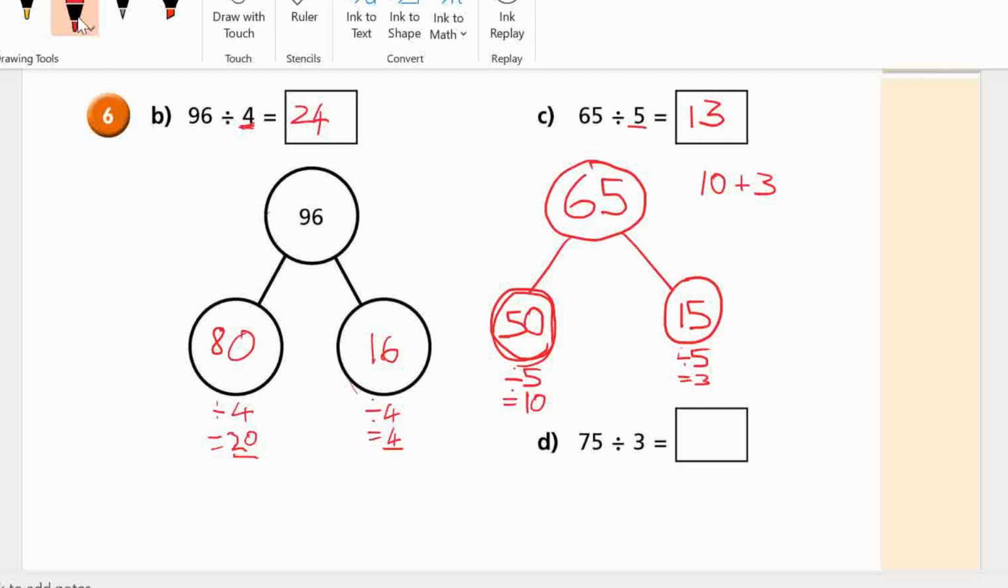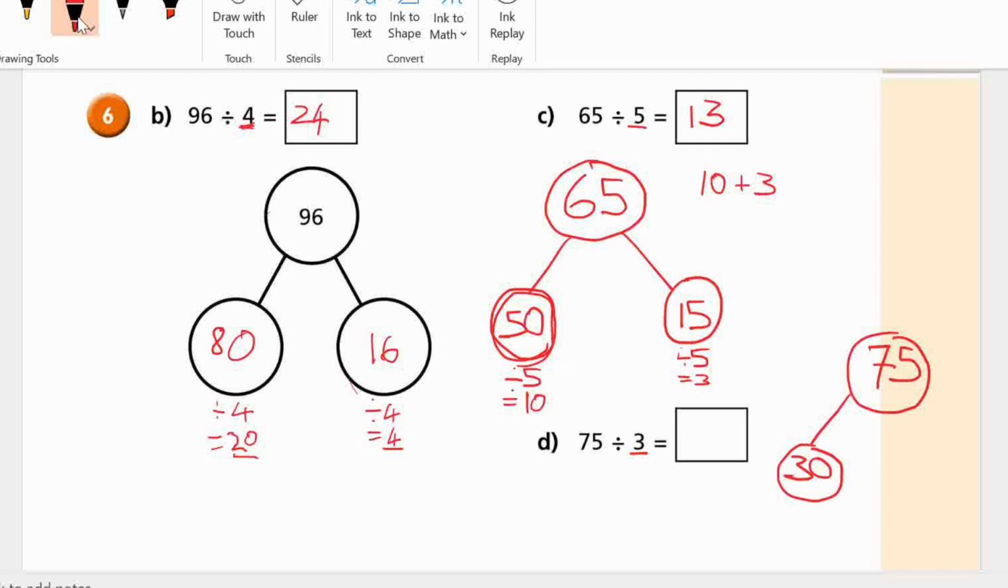Okay, I don't think there's space for me to do this one. Let's see, I can do it over here maybe. Okay, so it's going to be similar to this 96 one. So we have 75. Right, now what did I say we should times this number by? 10, so what will that give me? 30.